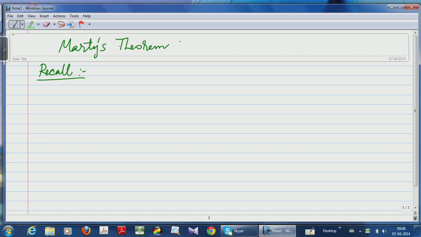Once you have that, then we can go ahead and try to get closer to the proof of the Picard theorems. So you can recall. Maybe I'll put the title as Marty's theorem: version of Montel's theorem for meromorphic functions.